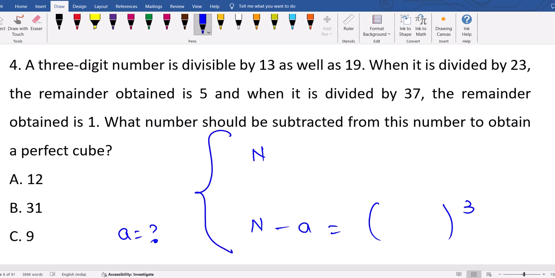Next time, this year they may change the question: how much to be added to make it a perfect cube? They can change it like that. So understand the procedure first. These questions may repeat, may not repeat, but the procedure is badly required: what to be added, what to be subtracted.